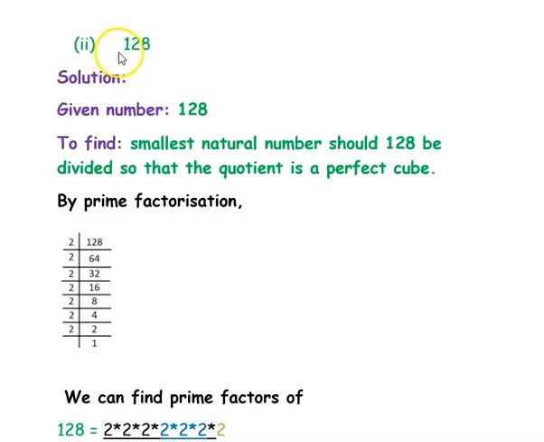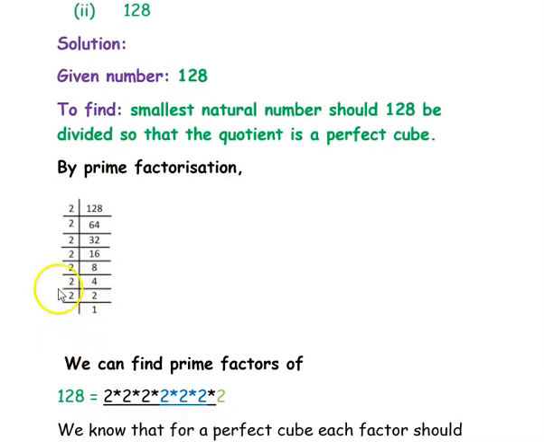The next number given is 128. So now we will do prime factorization first to find the factors. Now 128 I am dividing by 2, I will get 64, which divided by 2 I will get 32, 32 divided by 2 I will get 16, 16 divided by 2 I will get 8, 8 divided by 2 I will get 4, 4 divided by 2 I will get 2, and 2 divided by 2 I will get 1. Now the prime factors: we count the number of 2's, 1, 2, 3, 4, 5, 6, 7 2's. So I am writing 2 into 2 into 2 into 2 into 2 into 2 into 2, seven 2's.